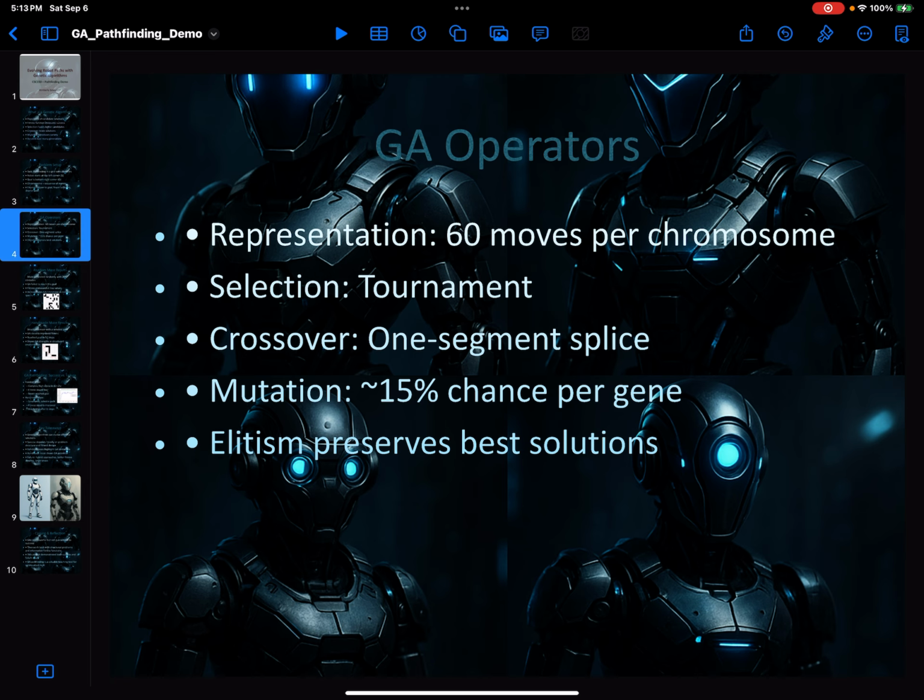To evolve solutions, I defined a chromosome as a sequence of 60 moves. For selection, I used a tournament method where the best of a small group is chosen to reproduce. For crossover, I spliced together segments of two parents. Mutation randomly changed some moves to introduce variety. Finally, I used elitism, which preserves the top solutions from one generation to the next.